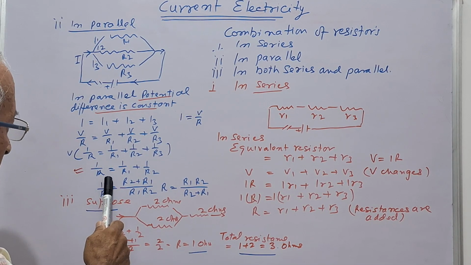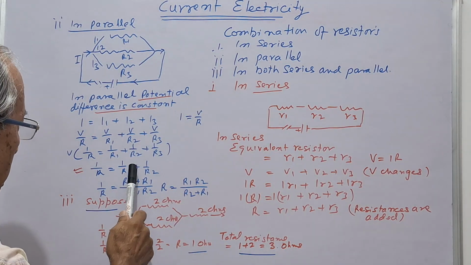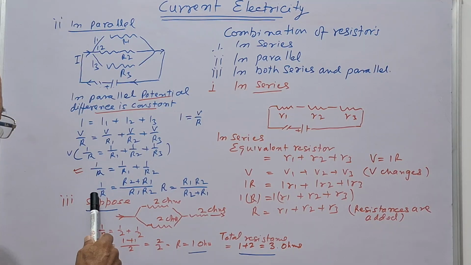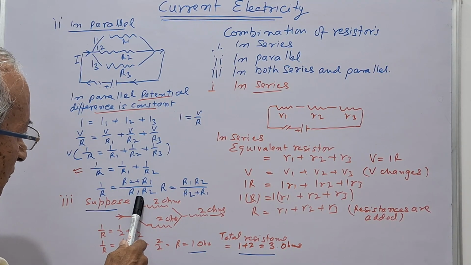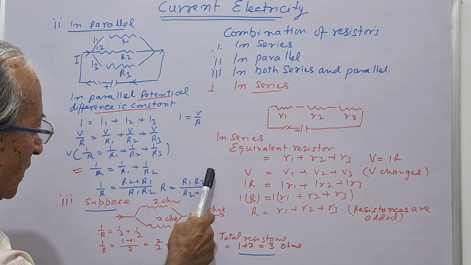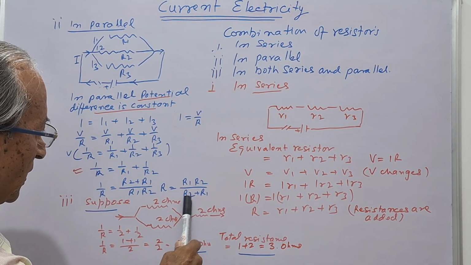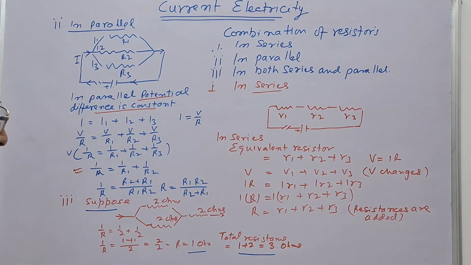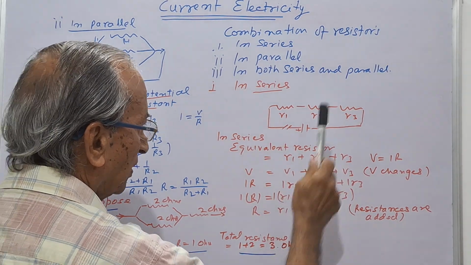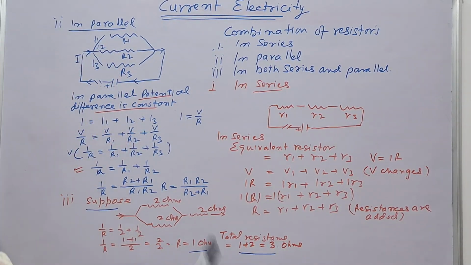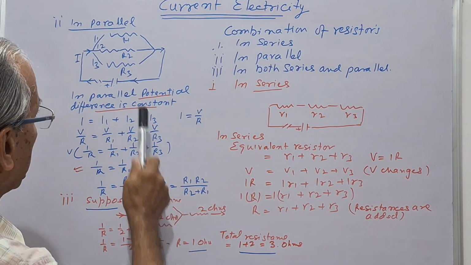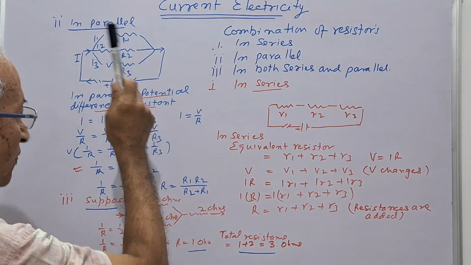So for two resistances, 1 upon R is equal to 1 upon R1 plus 1 upon R2. If we simplify by taking the LCM, then the resultant R is equal to R1 into R2 upon R2 plus R1. So in series, you get the total resistance as the addition of all the resistances, while in the case of parallel, you get a resultant resistance less than the individual one.